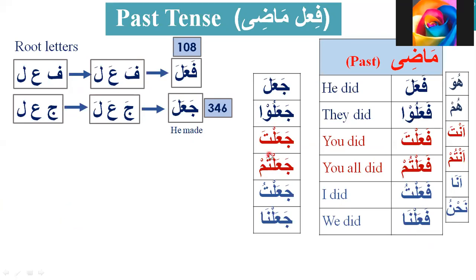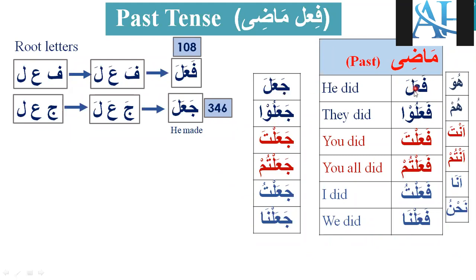Do you have any question? No, I just wanted to try. Okay, please go ahead. Fa'ala. فعل فعلوا فعلت فعلتم فعلت فعلنا. Okay, translation. فعل, he did. فعلوا, they did. فعلت, you did. فعلتم, you all did. فعلت, I did. فعلنا, we did. Okay, thank you. Just do the fa'ala first. فعل فعلوا فعلت فعلتم فعلت فعلنا. Translation. فعل, he did. فعلوا, they did. فعلت, you did. فعلتم, you all did. فعلت, I did. فعلنا, we did.